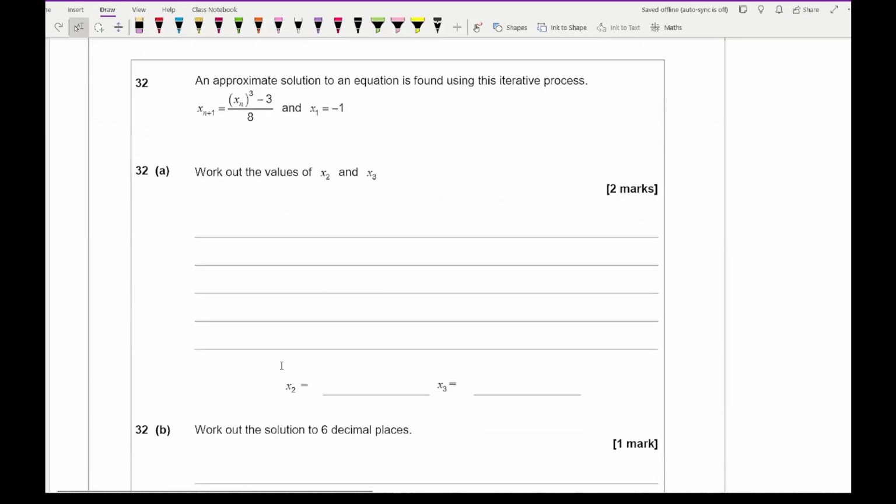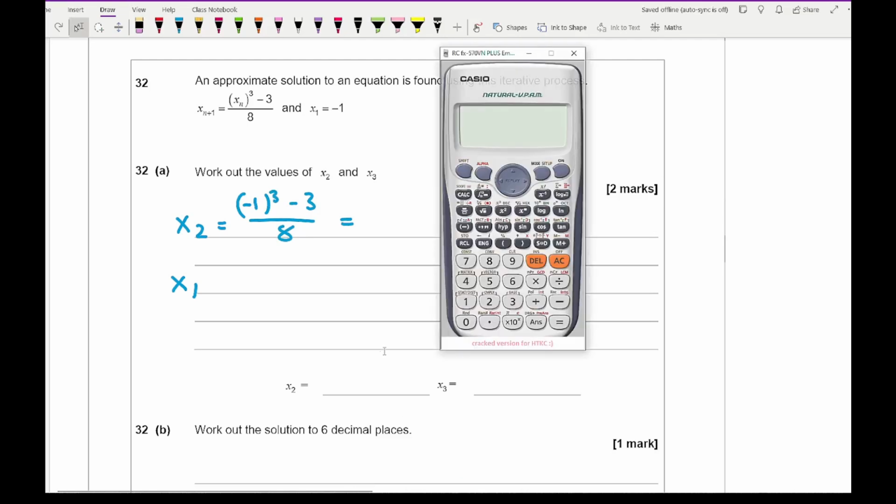Then moving on to question 32, it says an approximate solution to the equation using the iterative process, and we've got our formula here. So using the calculator, let's work this out. So first of all, we want to work out the values of x2 and x1. Now for this, I'll start by substituting it in. So we've got minus 1 cubed minus 3 divided by 8.